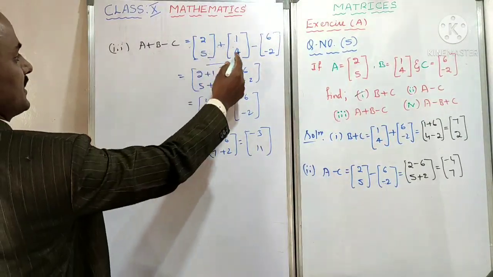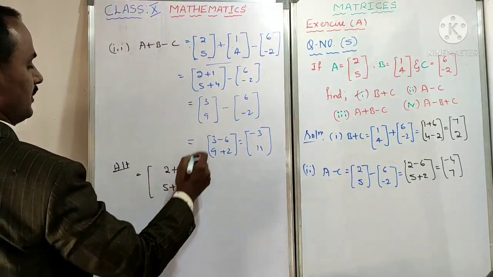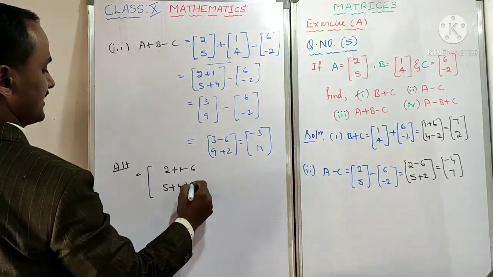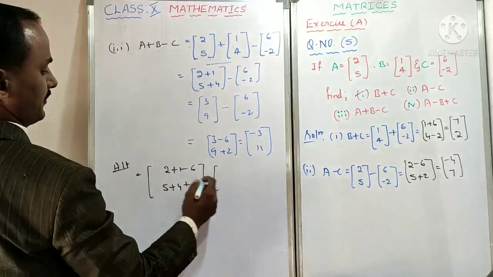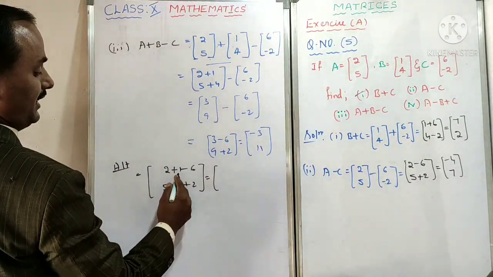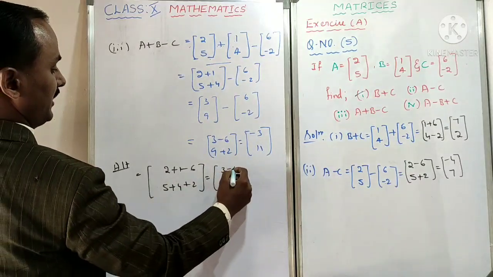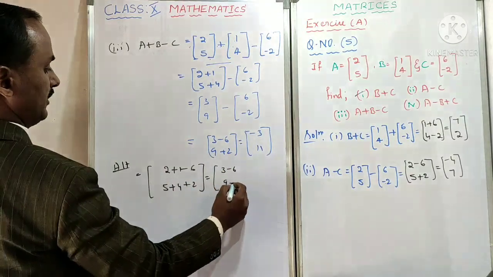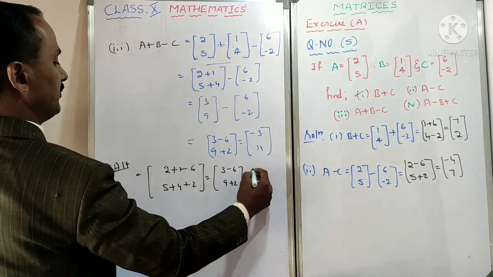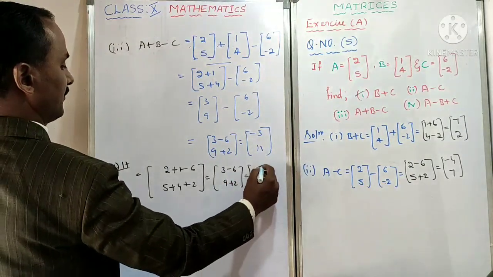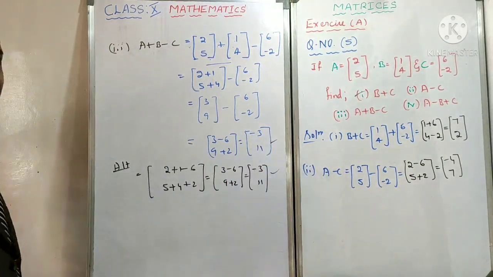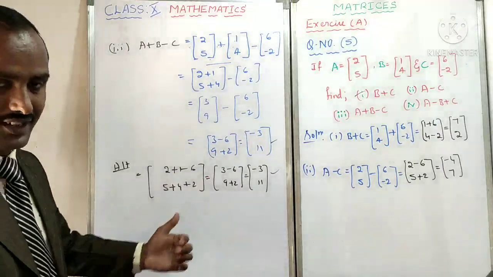Written 5 plus 4 minus into minus plus 2 is equal to 2 plus 1 became 3. What is that? 3 minus 6. 5 plus 4 became 9 plus 2. It became minus 3, 11. Both answers correct? Yes. This is also an alternate method.